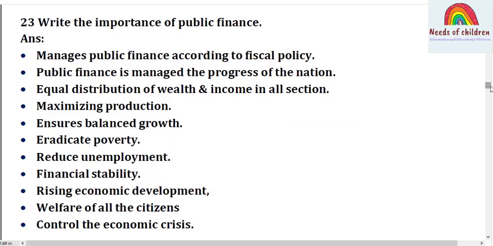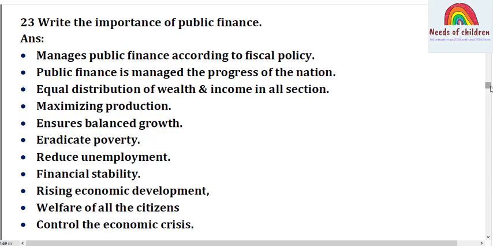Okay, let's move on to question number 23. Write the importance of public finance. Okay, answer for this question. Before that, dear students, it is the question from the economics for public finance and budget. Answer: manages public finance according to fiscal policy.